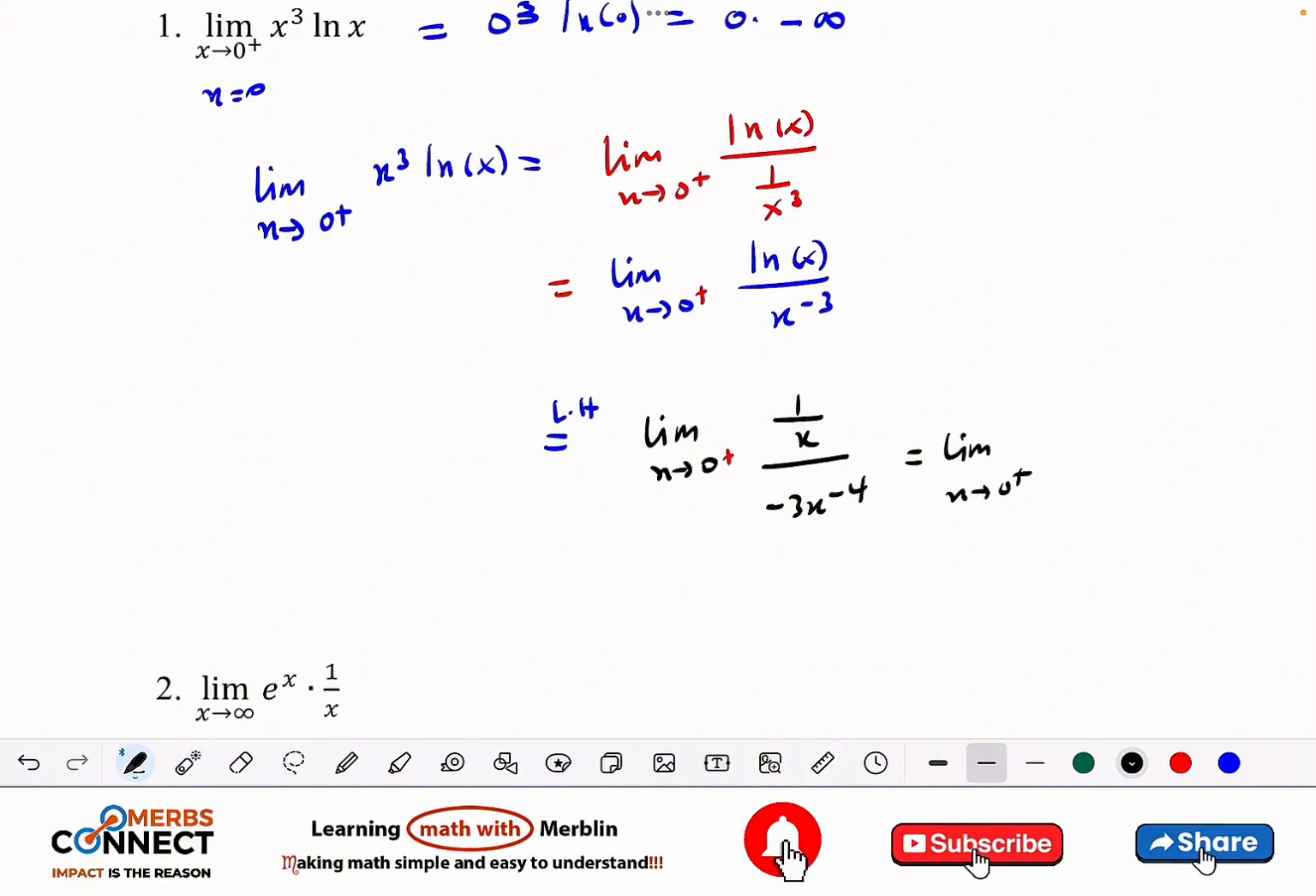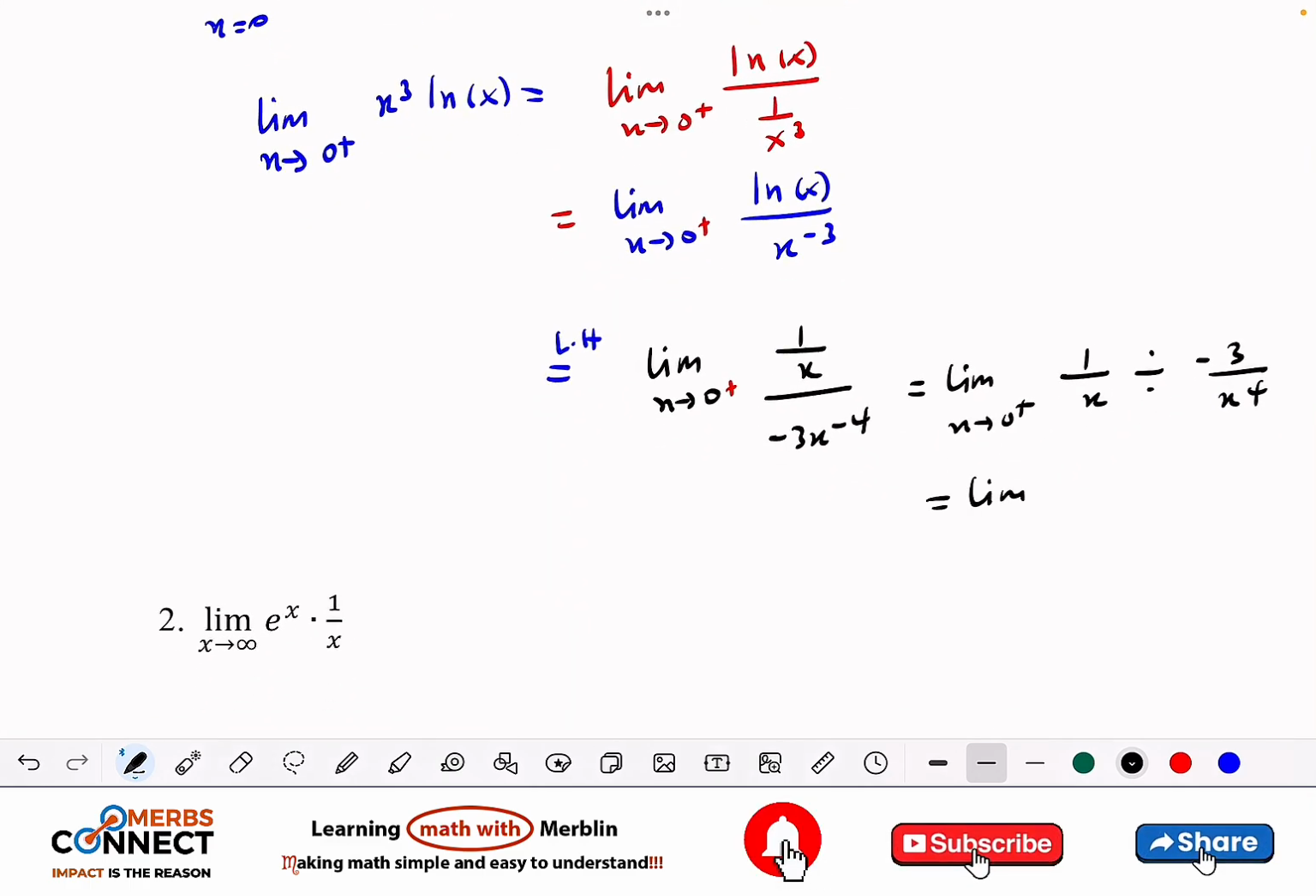This is going to give us something like 1 divided by x times... Okay, so this one can be written as times 1 divided by... so 1 over x divided by, then I write this one as divided by minus 3 divided by x to the power 4. Yeah, so this one will be good. And then the limit as x approaches 0 from the positive side, 1 over x times this divided by 3.